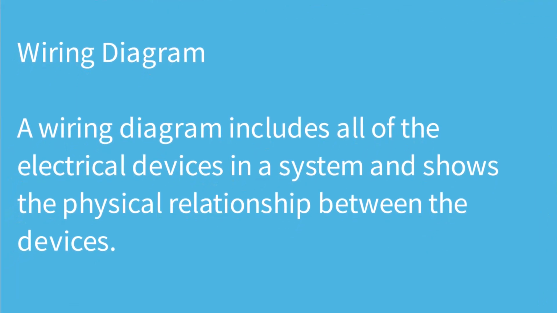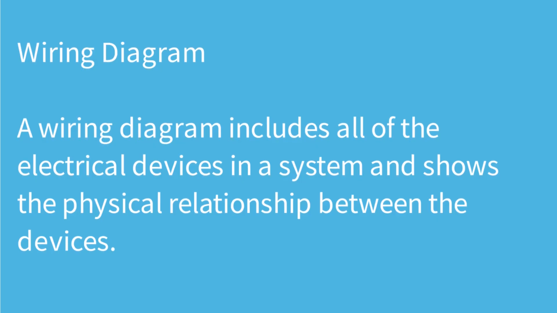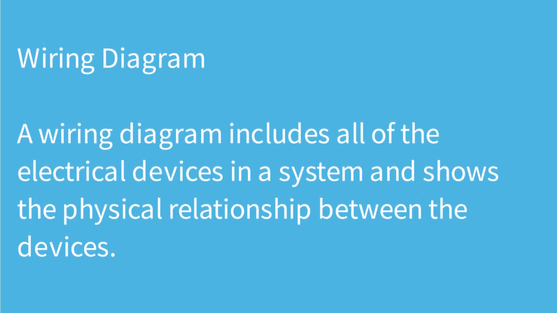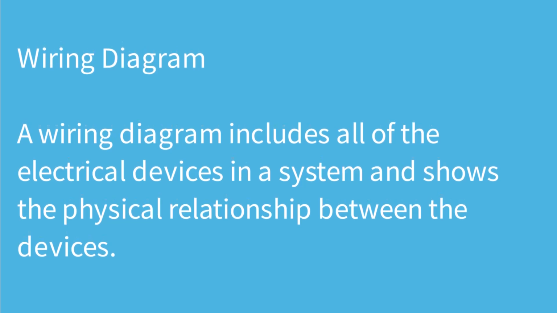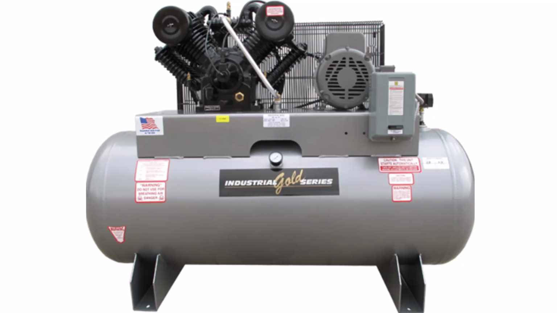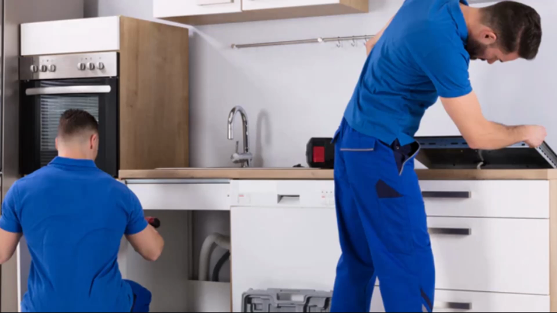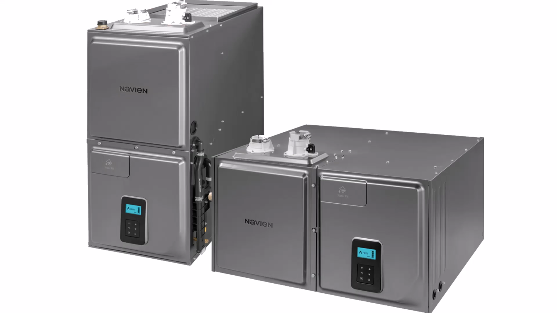Wiring diagram. A wiring diagram includes all of the electrical devices in a system and shows the physical relationship between the devices. Wiring diagrams are used to aid in the connection and service of electric motor controlled equipment and consumer products, such as household appliances, furnaces, and air conditioners.